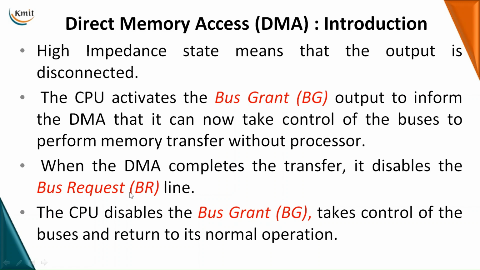So it will enable the bus request line when it is requesting the bus. And once it gets the grant from the CPU by means of the bus grant being enabled, it will perform the transfer operation of the data. And once it is done with the transfer, it will disable the bus request. Whenever the DMA disables the bus request, the CPU will disable the bus grant signal, take control of the bus, and return to its normal operation. So this is how direct memory access works.